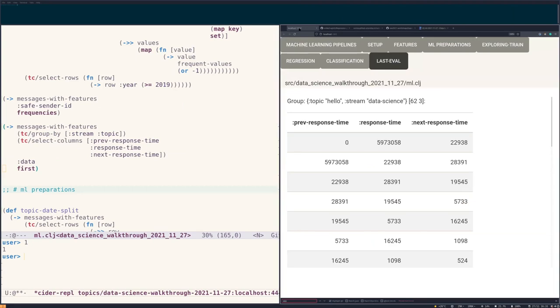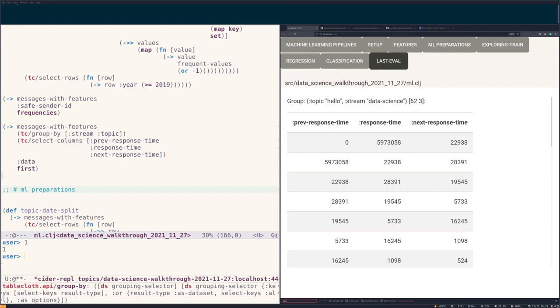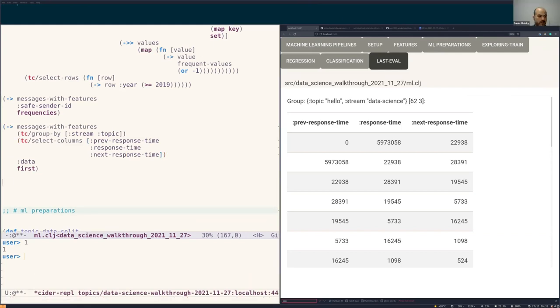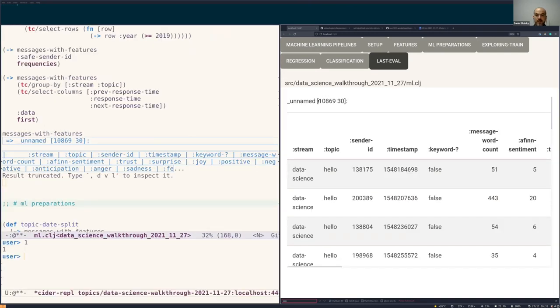What size is your data set in this case? It's probably trimmed down just for the presentation. How many records do you think there are? Let us check. So here is this messages with features, and you see it has 10,000 messages. These are all the messages in just a few streams in Zulip that Sami picked. And we are skipping subsequent messages of the same sender. So these are all the messages of a new sender compared to the previous message in a given topic.